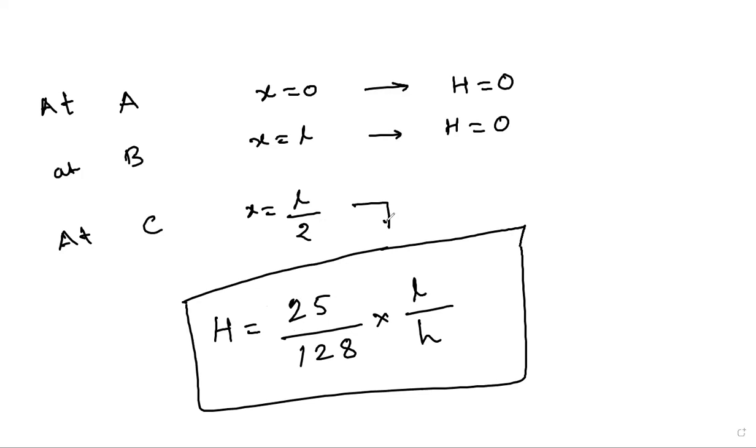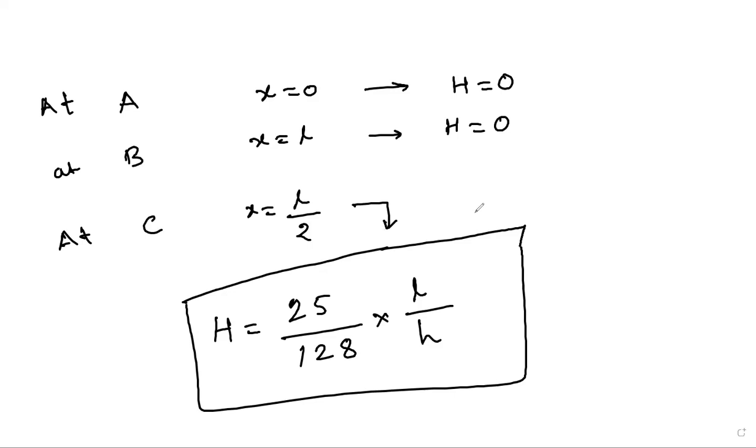Use the previous equation, put W equal to 1 and X equal to L by 2. So H is equal to 25 divided by 128 multiplied by L by h. This is the standard value. Remember this: at X equal to L by 2, H is equal to 25 by 128 L by h, right? Yes, all of you have drawn it.